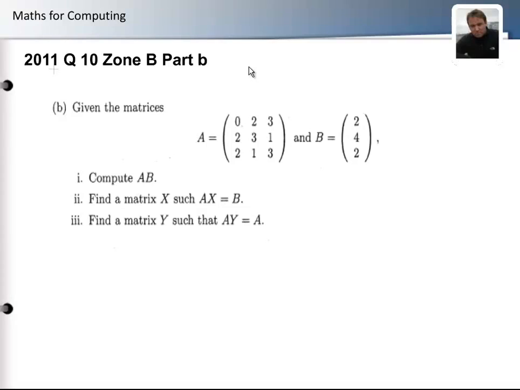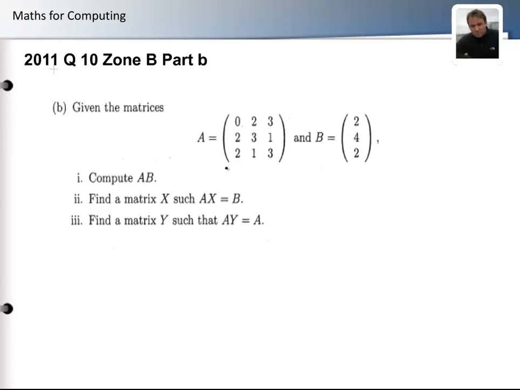So in this part of the presentation we are going to look at the second part of 2011. Now we have two matrices here: compute A times B, find a matrix X such that AX equals B, and find a matrix Y such that AY is equal to A. Right, so I'll just talk about the first one first.